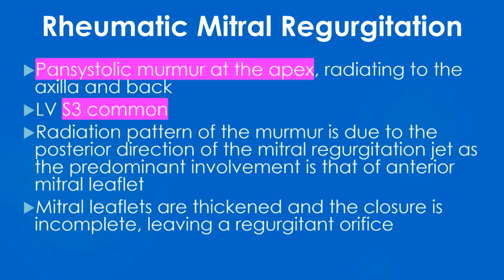It is often associated with a left ventricular third heart sound. The radiation pattern of the murmur is due to the posterior direction of the mitral regurgitation jet, as the predominant involvement is that of the anterior mitral leaflet. Mitral leaflets are thickened and the closure is incomplete, leaving a regurgitant orifice. The size of the regurgitant orifice increases as the severity increases.